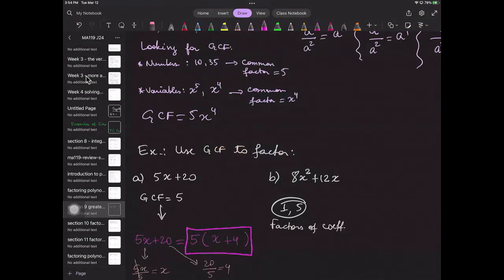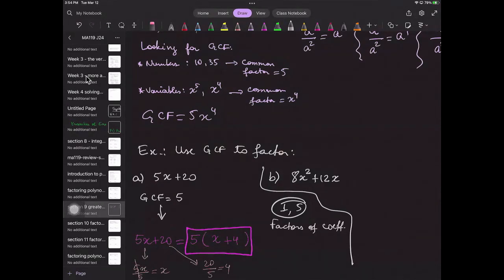And again, you can check to see that this is correct by just multiplying. So if you distribute 5 into the binomial x plus 4, when you do that multiplication, the result is my original polynomial 5x plus 20. Let me do like this. So part B, I'll write on the right side of the screen.